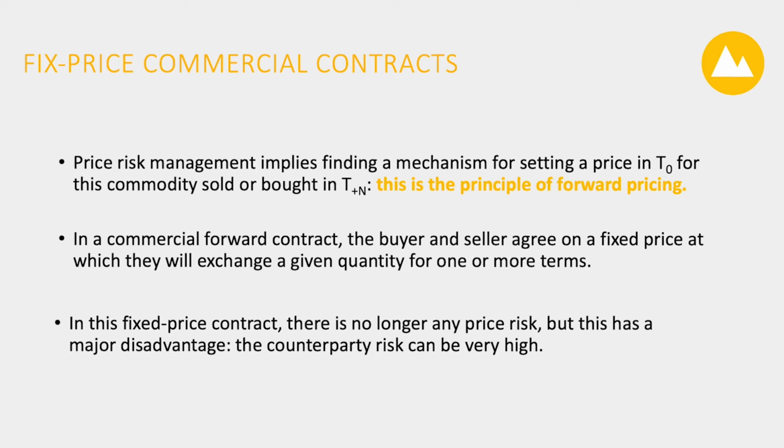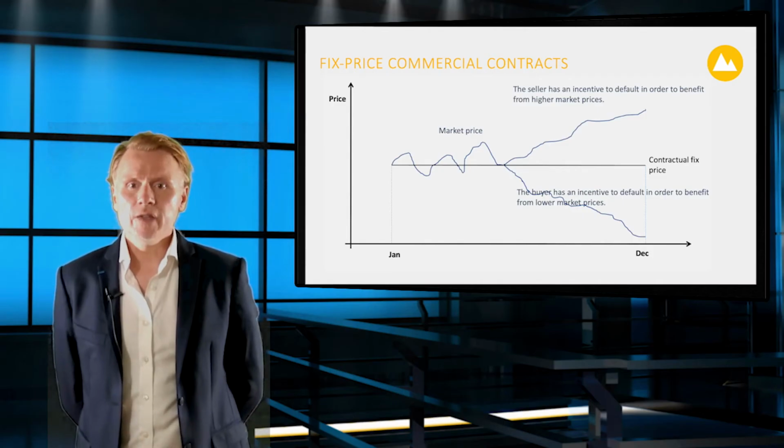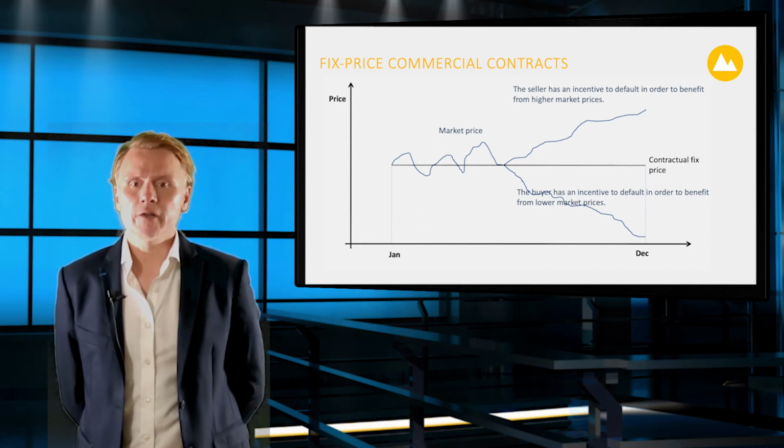This solution is obviously very practical, but has one major drawback: the counterpart risk it implies. This risk reflects the fact that the buyer or seller may not fulfill his contract and in particular may not deliver or take delivery of the product. You see on the graph a straight line corresponding to the fixed price on which a buyer and a seller have agreed. The up and down curves represent the fact that the market price can either go up or down.